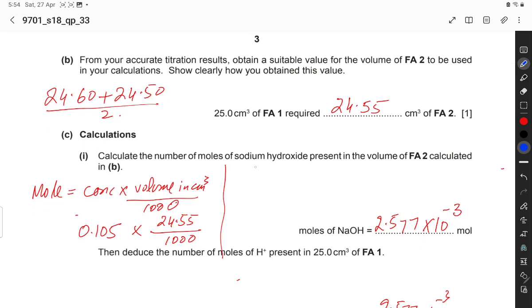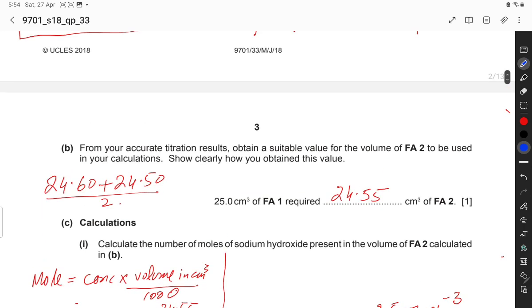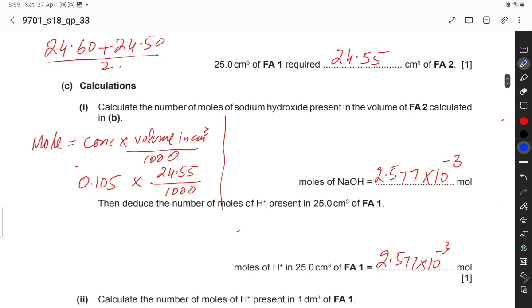Calculate the number of moles of sodium hydroxide present in the volume of Fa2 calculated. So we have the formula: moles is equal to concentration times volume. We have the concentration of Fa2, that is 0.105, and the volume of Fa2 is 24.55, which we get from this table. Divided by 1000, because the volume is in centimeter cube, so to change into dm cube we divide by 1000. So we get moles of sodium hydroxide is 2.577 into 10 raised to the power of minus 3. So you must write down your answer over here.